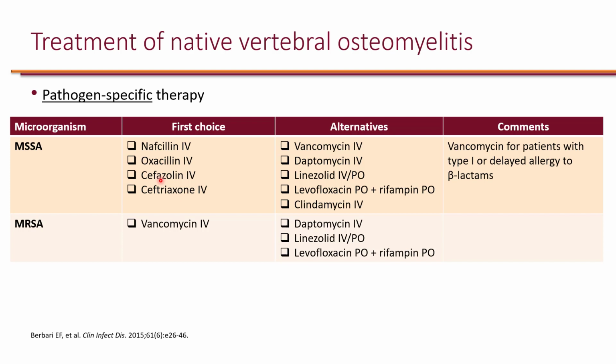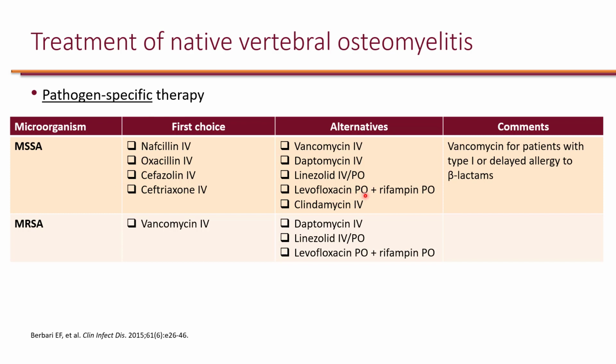Whereas cefazolin will have to be dosed every 8 hours in someone with normal renal function, and oxacillin and nafcillin will be dosed every 4 to 6 hours. Alternatively, if the patient cannot tolerate the first choice, the alternative recommendations are vancomycin, daptomycin, linezolid, levofloxacin plus rifampin, as well as clindamycin. And these are alternatives because the first choices are more effective as well as safer.